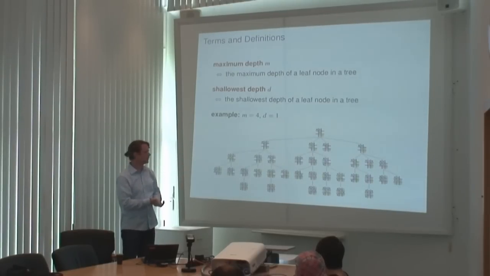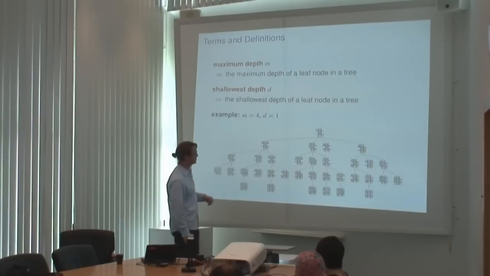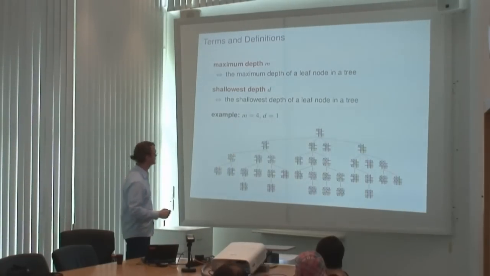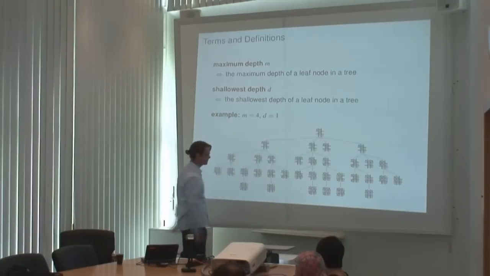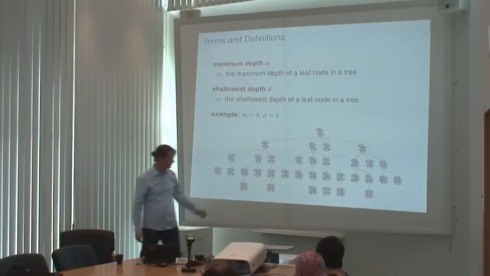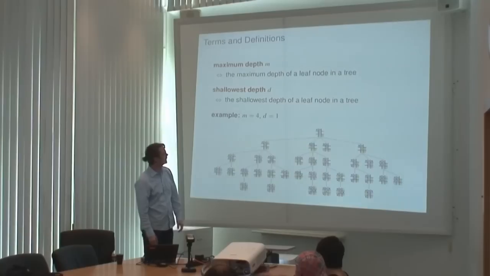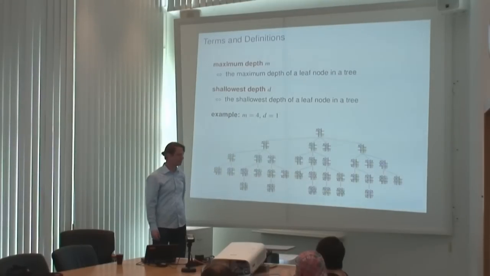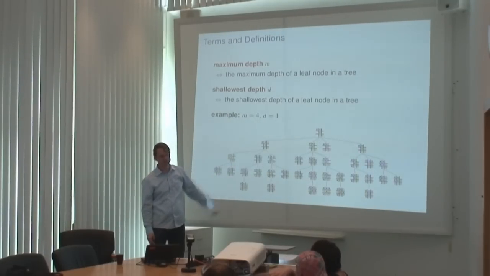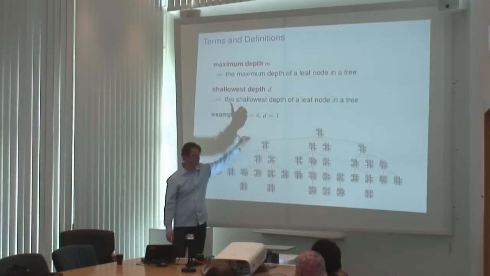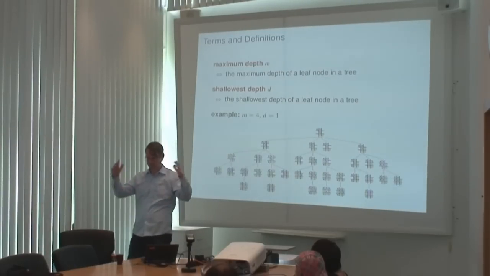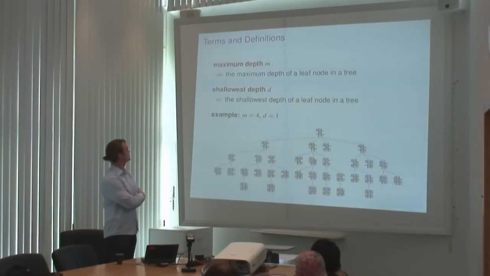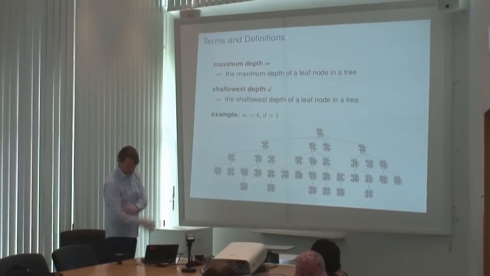Of course, player not could decide to place his or her mark somewhere else, and then the game may continue further until it eventually ends in a draw. And that is to say that in this example, the deepest leaf we find is at level 4. We count the root node as level 0, 1, 2, 3, and so on. So here is an example. Maximum depth is 4, shallowest depth is 1. Can happen.